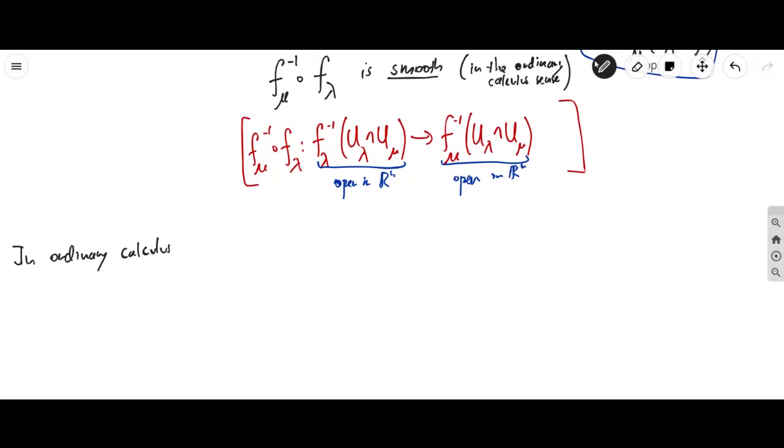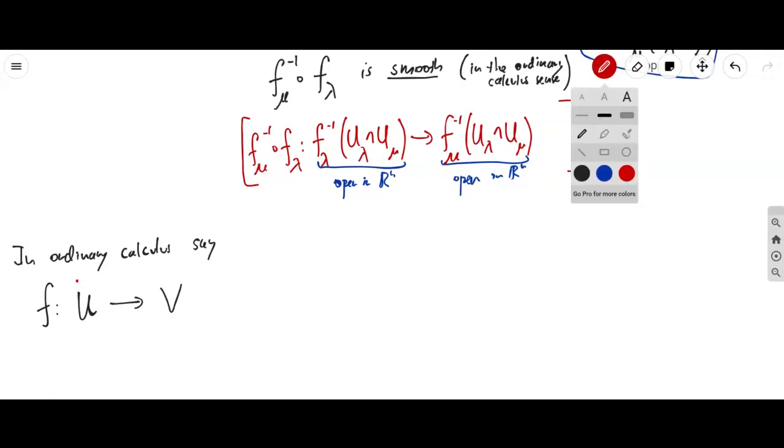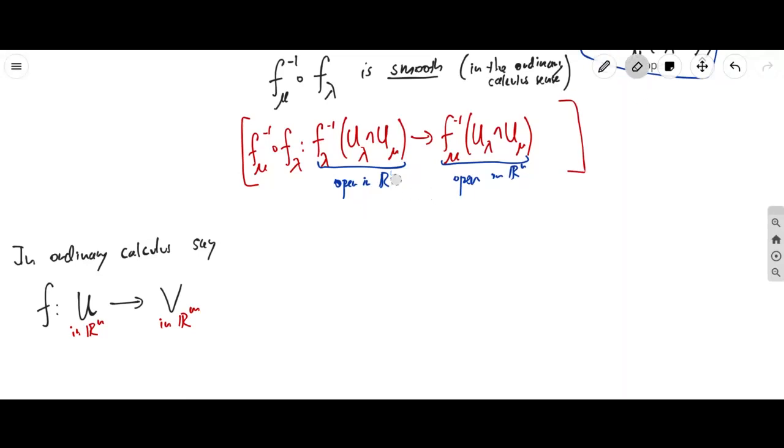So in ordinary calculus, say we have a function, for lack of a better name, let's call it f, and it maps from one open set to another open set. This is an open set in Rn, and this is an open set in Rm. They could come from different dimensions. In our case, it's the same dimension, but more generally, they could come from different dimensions. So we have a function from one open set to another open set. What does it mean for f to be smooth?